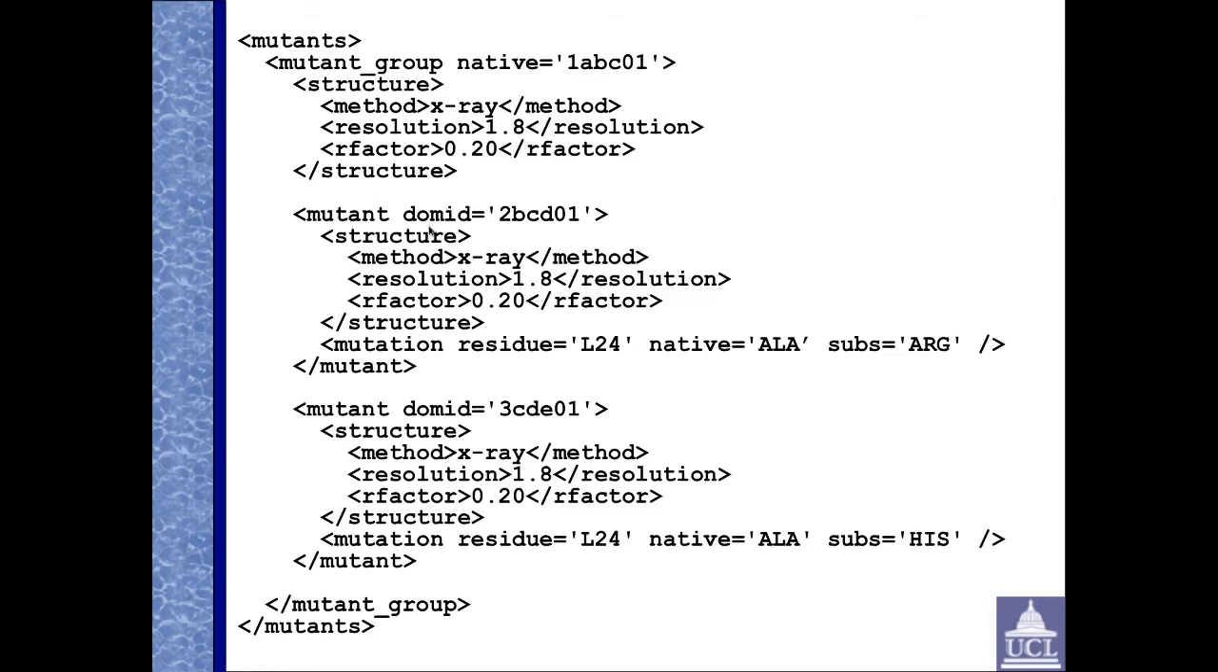And then we have the mutants. So we have a mutant with a domain identifier of 2BCD01, information about the structure just as we had here, and then information about what the mutation is. In this case it's residue L24 is mutated from the alanine to an arginine. And similarly here 3CDE01, information about the structure, mutated at the same position from an alanine to a histidine.